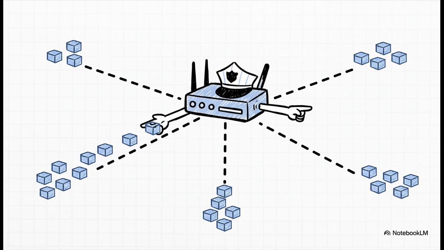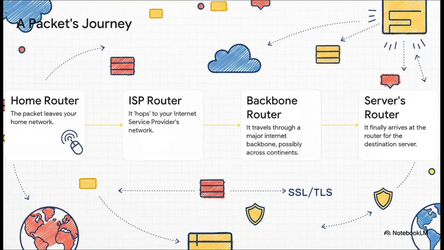It looks at a packet, reads the IP address on it, and says, okay, you need to go that way to get one step closer to where you're going. And it does this for millions of packets a second. So a single packet will make a bunch of hops on its trip. It leaves your home router, then hops to your internet provider's router. From there, it might jump across massive internet backbone routers that connect entire continents, hopping from one to the next until it finally lands at the router for the destination server.